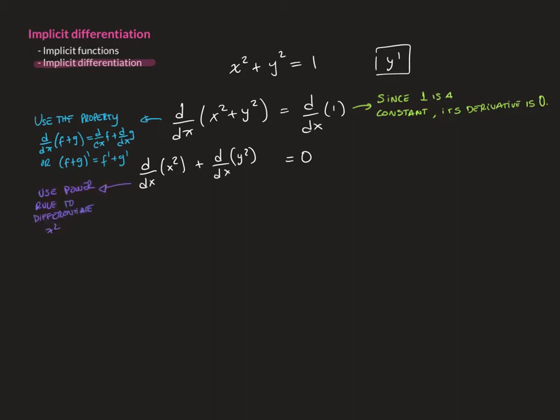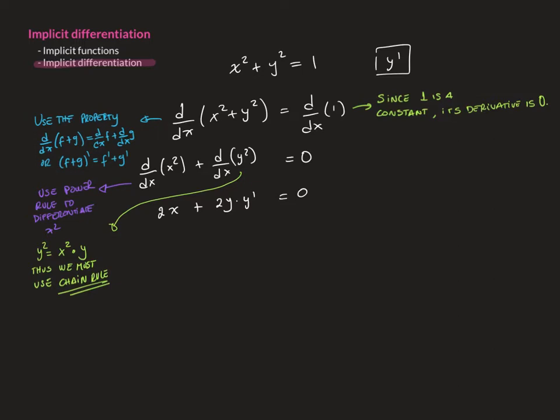So 2x would be the derivative of x squared, and the derivative of y squared would be 2y, but this is a composition. This is the composition of the function x squared and y. Therefore, we need to multiply by the derivative of the inside function, which in this case is y. So we multiply by y dash using the chain rule. And this we get is equal to 0.